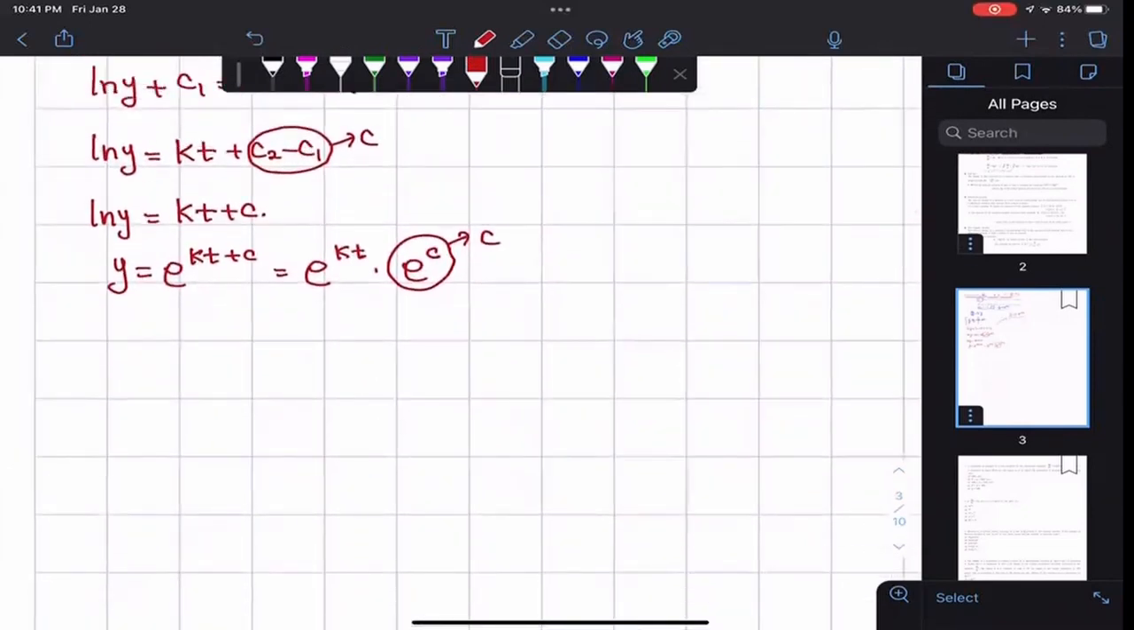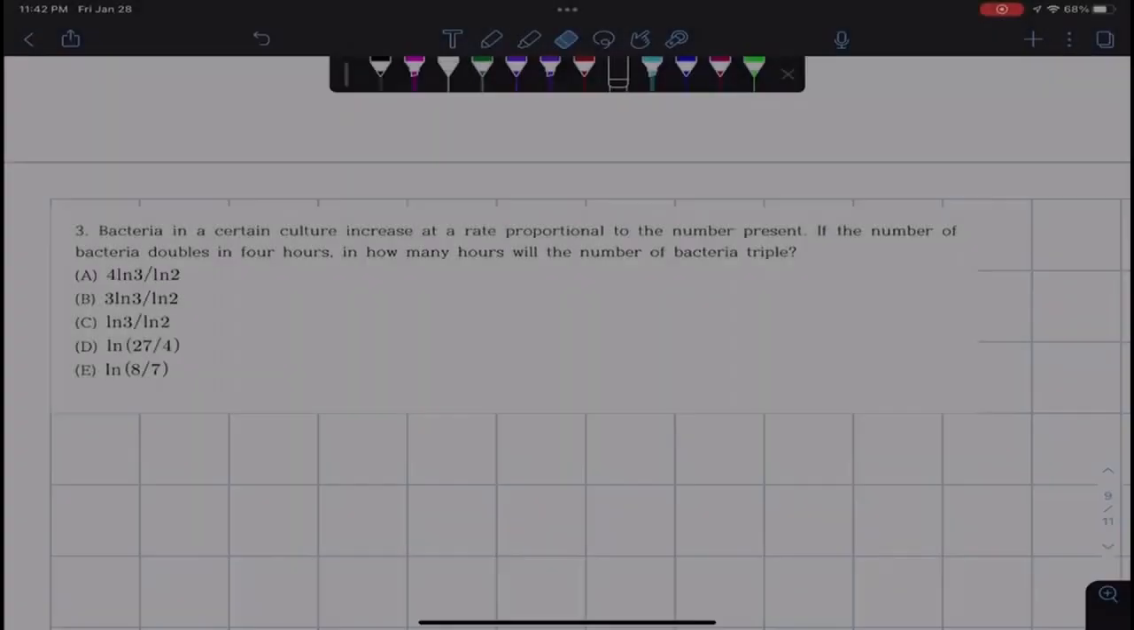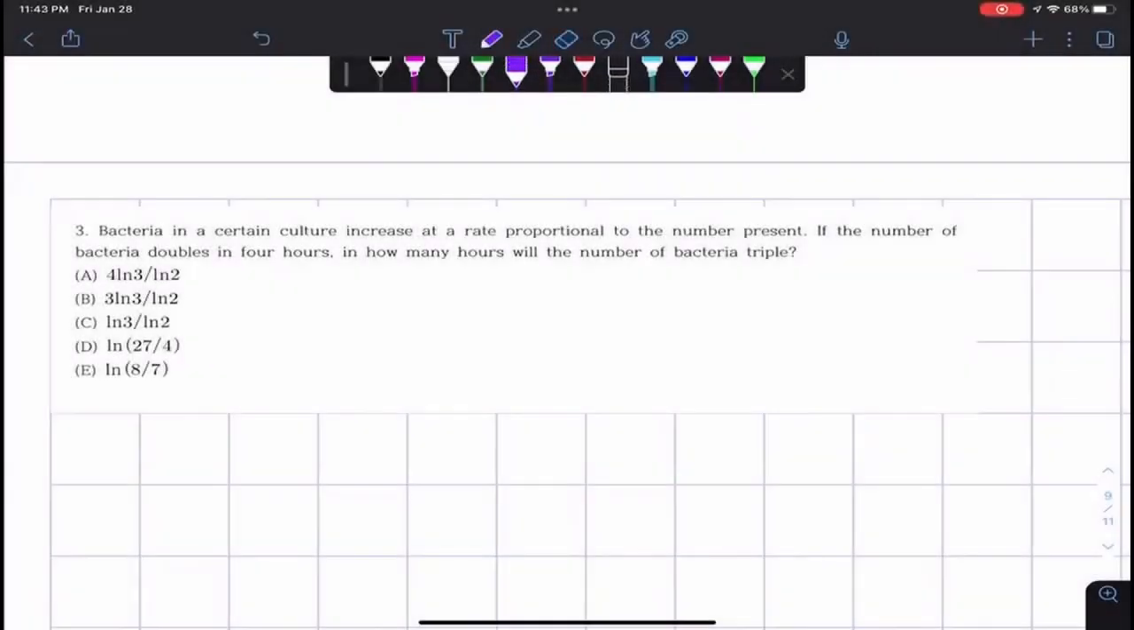Today I will solve problems number 3, number 4, number 9, and number 10. Look at problem number 3. A bacteria culture increases at a rate proportional to the number present. If the number of bacteria doubles in 4 hours, how many hours will it take for the number of bacteria to triple?